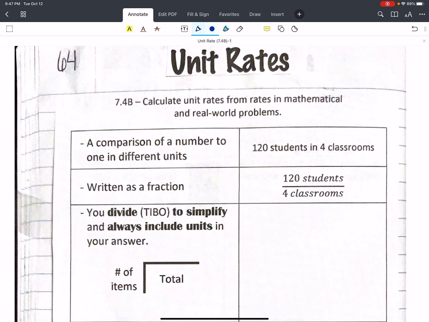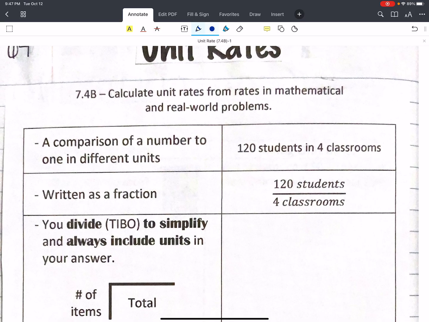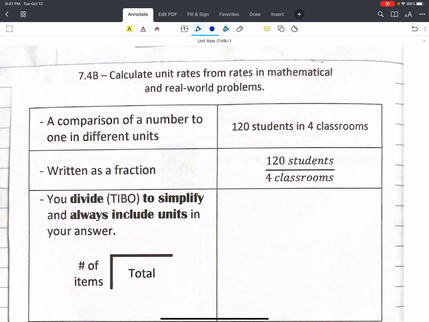For unit rates, our objective here is to calculate unit rates from rates in mathematical and real-world problems. Now, a unit rate is a comparison of a number to one in different units. For example, here, there are 120 students in 4 classrooms. If we write this as a fraction, 120 students would go on top and then 4 classrooms on the bottom.